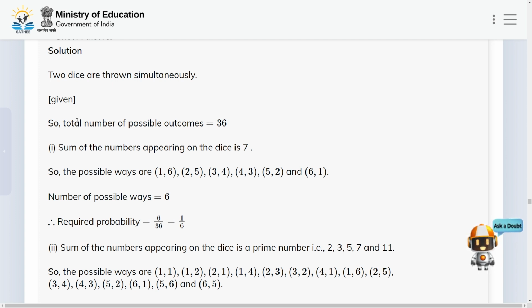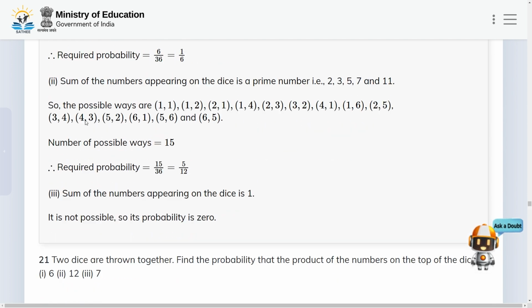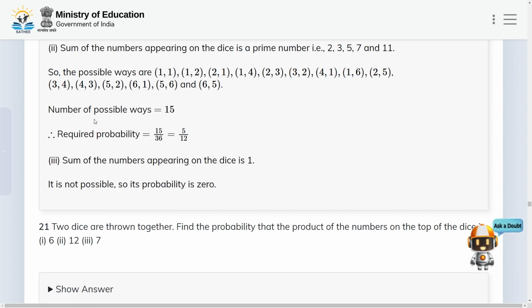Now let us find the probability of getting a sum of 7 on the dice. The possible ways are (1,6), (2,5), (3,4), (4,3), (5,2), and (6,1). So the number of possible ways is equal to 6. Therefore the probability of getting a sum of 7 is 6 by 36, that is equal to 1 by 6.